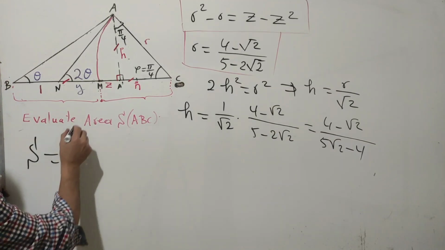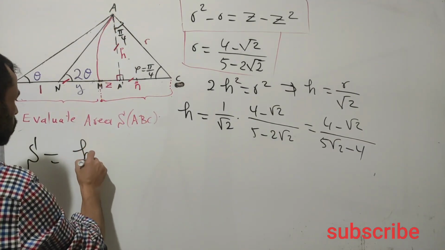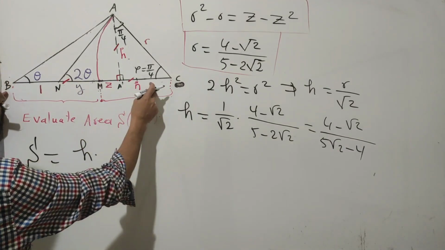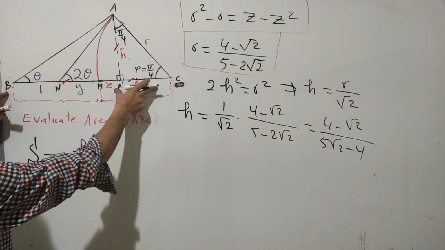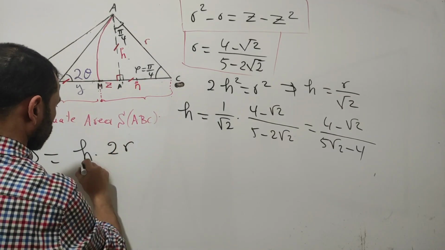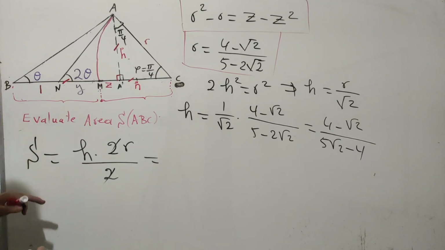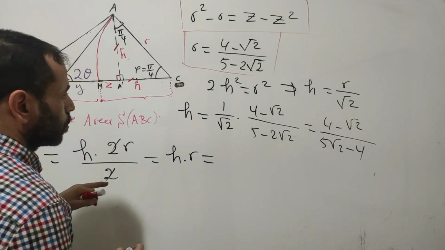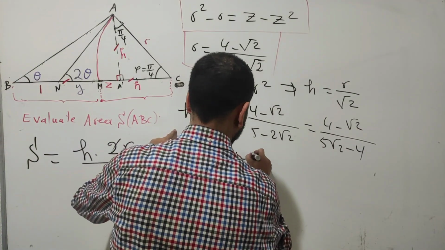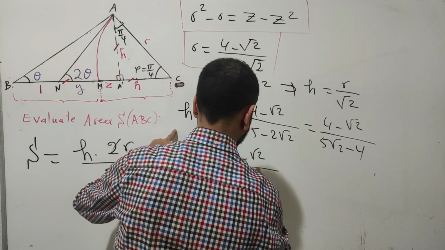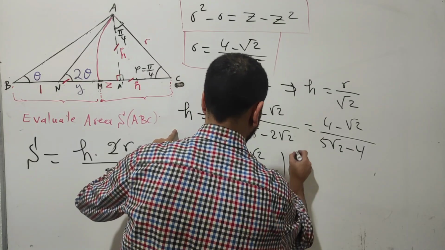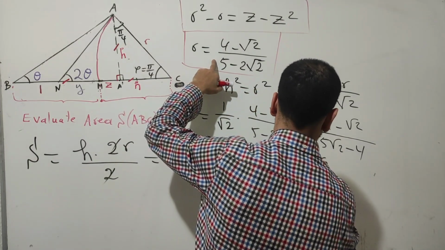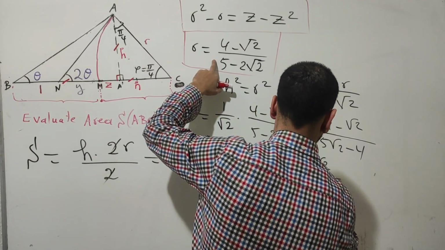We know the area S equals the altitude H multiplied by the base. The base is this distance BC, which is the radius of the circle multiplied by 2, which is 2r, all over number 2. 2 will be cancelled out with 2. I get h multiplied by r. It's more simple. We get h equals 4 minus square root of 2 all over 5 square root of 2 minus 4. All of it is going to be multiplied by this one, by 4 minus square root of 2 all over 5 minus 2 square root of 2.